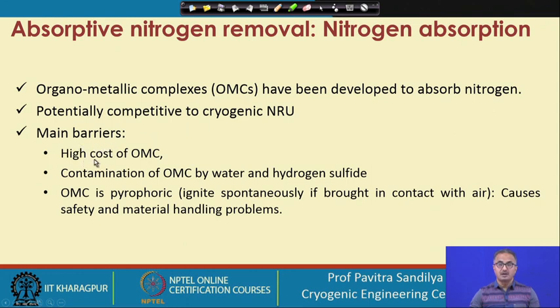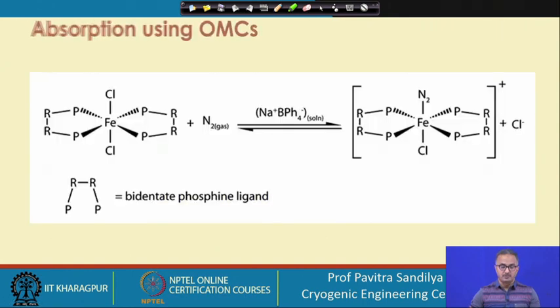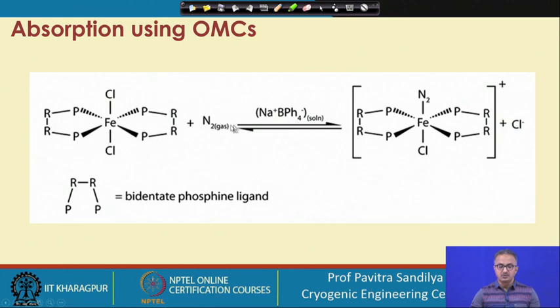OMCs: their cost is high, and these organometallic complexes get contaminated in the presence of water and H2S, and they are pyrophoric, meaning they can catch fire spontaneously in contact with air, and this causes safety and other material handling problems. So, here is a typical OMC, which is shown, and how it absorbs the nitrogen.